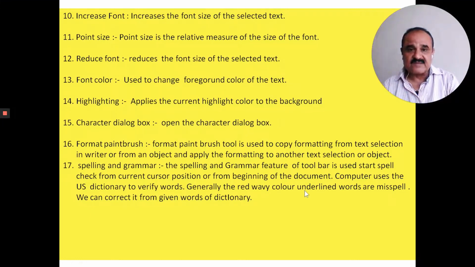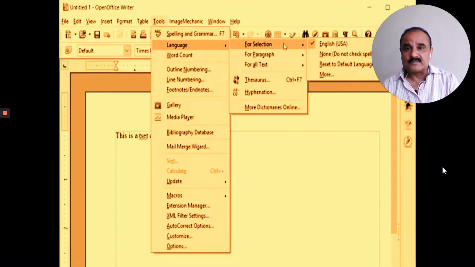Generally, words underlined with a red wavy line are misspelled. We can correct them with the given options, the words from the dictionary. So this is a very important feature for us. In this way, we avoid our errors and our mistakes.